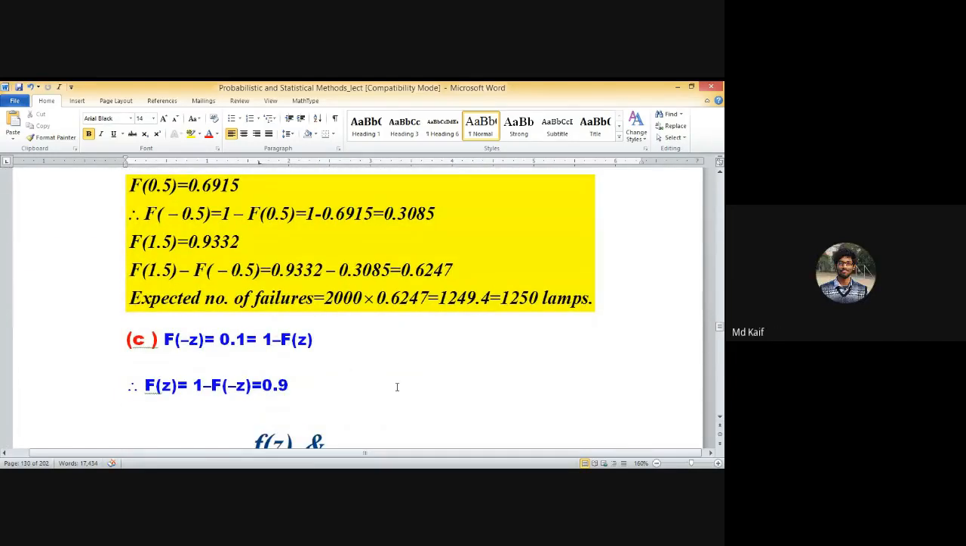Yes, sir. If instead of this 10% it were 60%, 0.6, I would have considered it as plus z. Yeah, symmetric about 0.